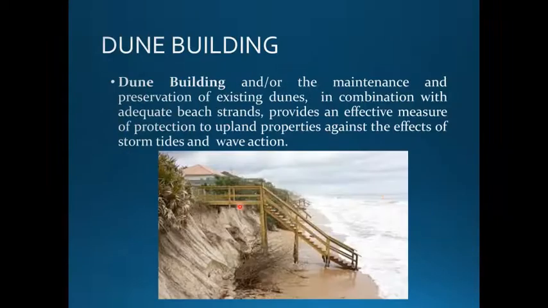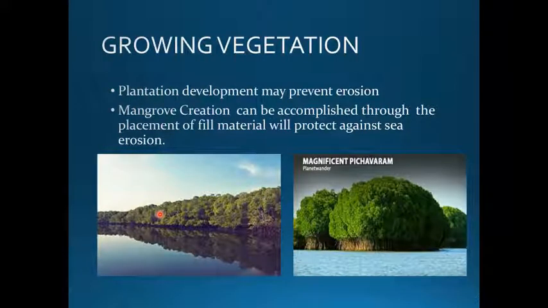Dune building. The maintenance and preservation of the existing dunes in combination with the beach stands provide an effective measure of protecting upland properties against the effect of storm tides and wave actions. Another way of protecting the structure is plantation. The plantation development may prevent the erosion. The mangrove creation can be accomplished through the placement of filler material and will protect against sea erosion.